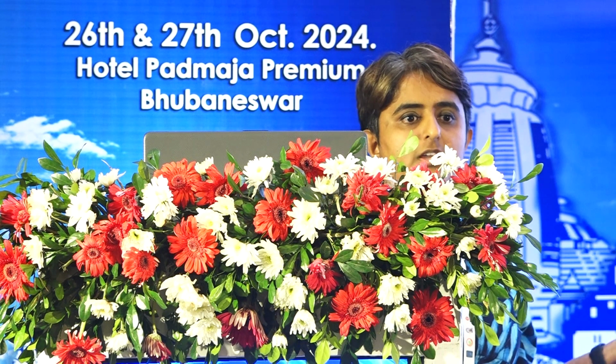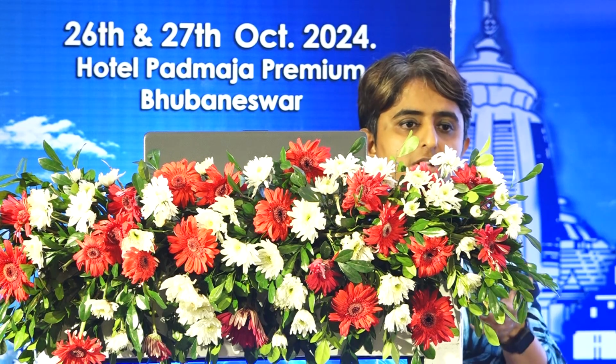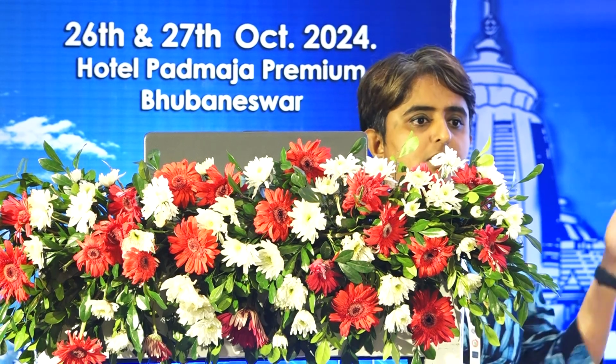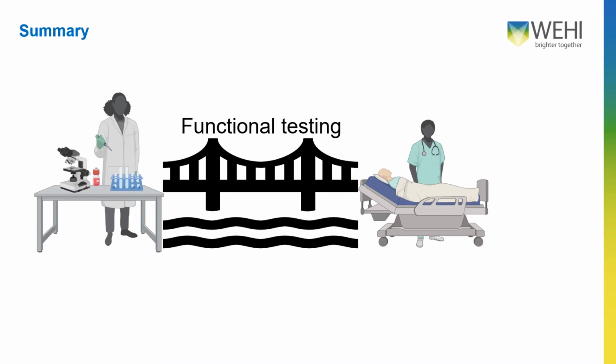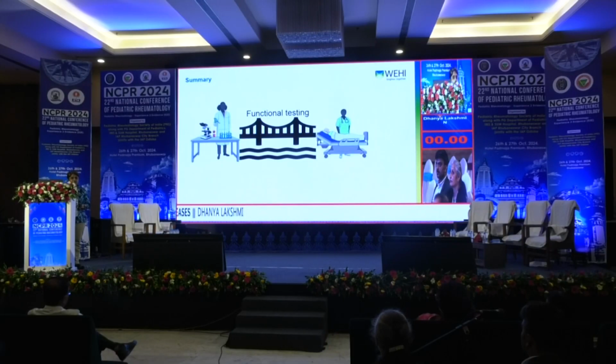So you could actually check your NLRP3 variants, the ones that you get as VOUS, against the variant list, which will soon be updated into a database. And so I feel that functional testing is like a bridge between bench and bedside, and it's essential for precise diagnosis as well as for personalized medicine in the case of autoinflammatory diseases.